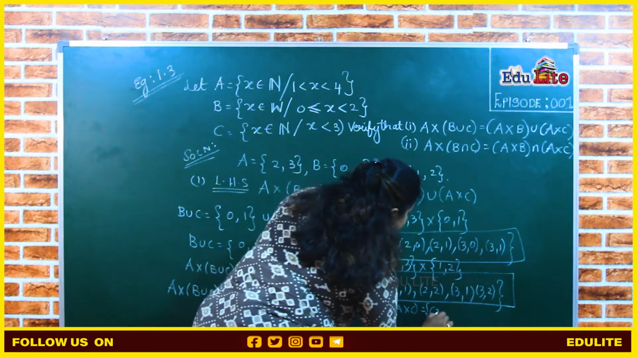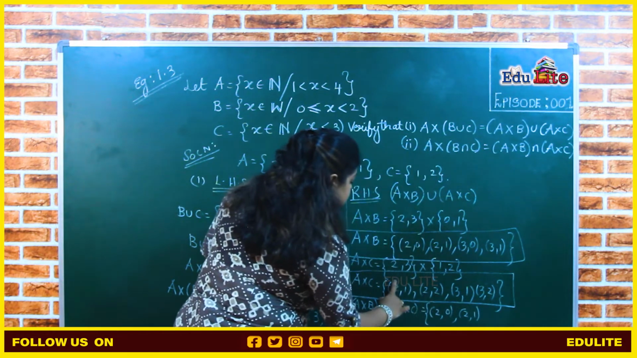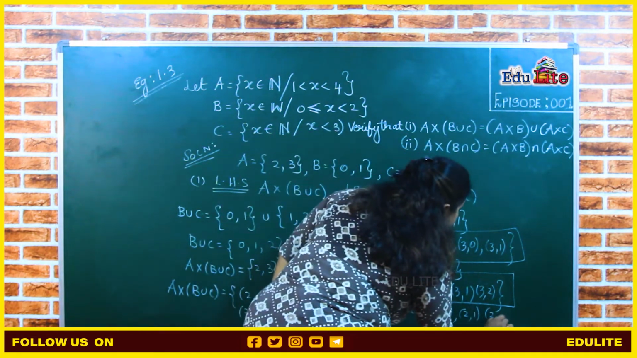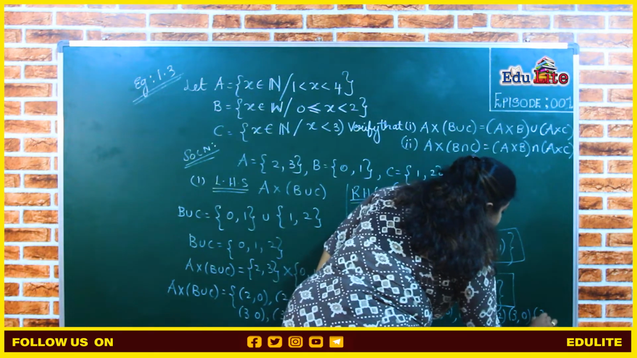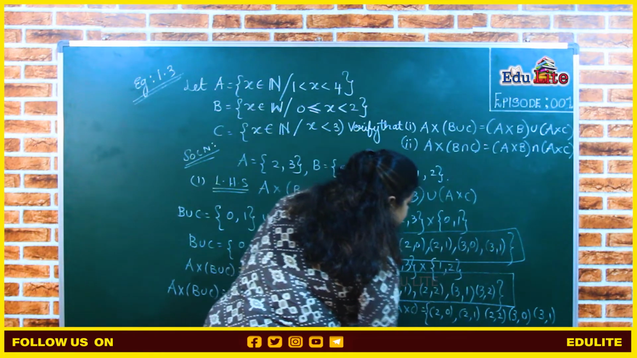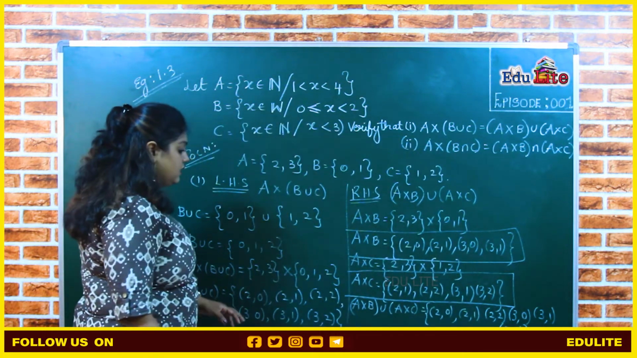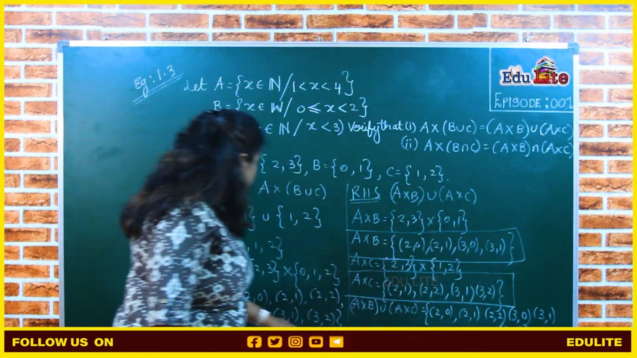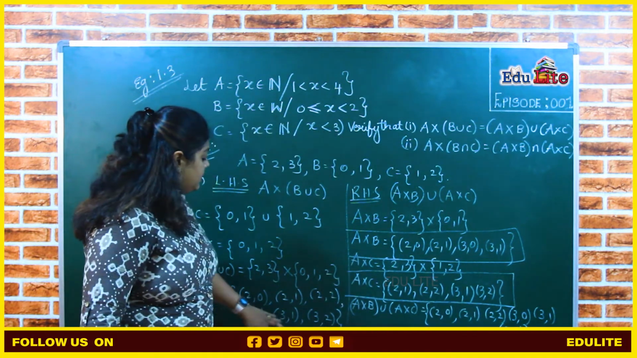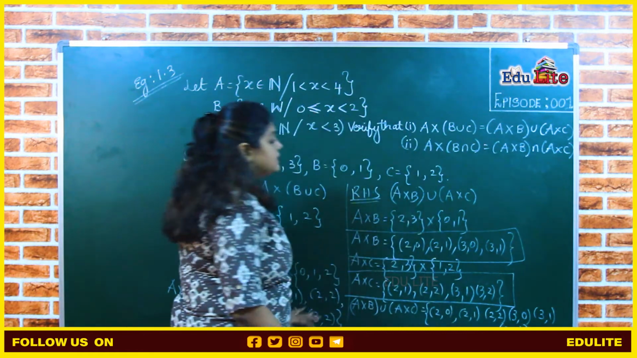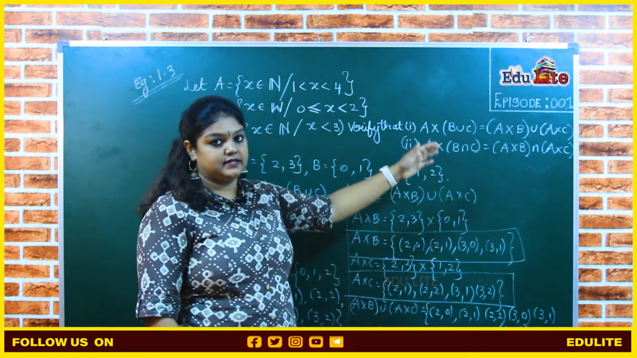So the first pair we get is (2, 0). Next pair is (2, 1). Next we write (2, 2). Next (3, 0). Next (3, 1). Next (3, 2). So we will verify whether both sides are equal: (2, 0), (2, 1), (2, 2), (3, 0), (3, 1) and (3, 2). Therefore the left hand side is equal to the right hand side for the first subdivision.